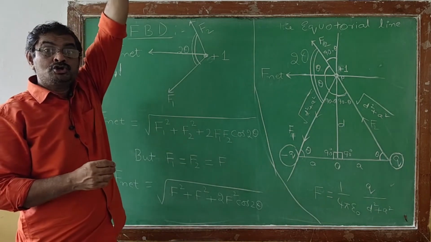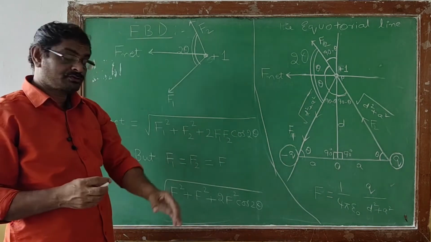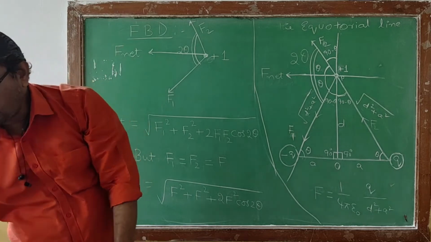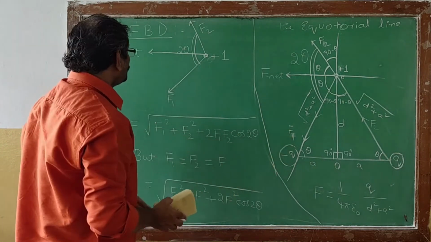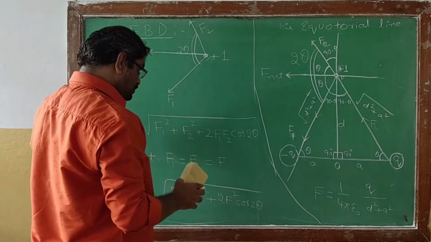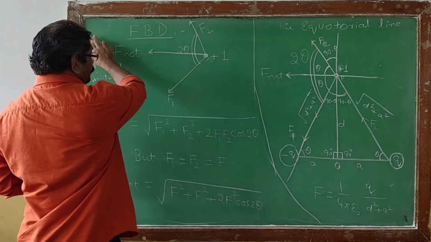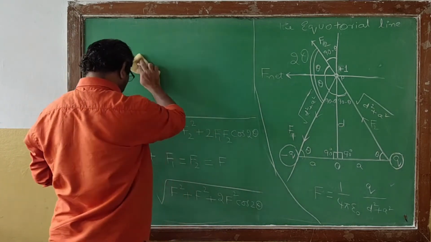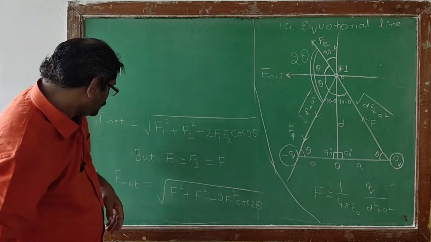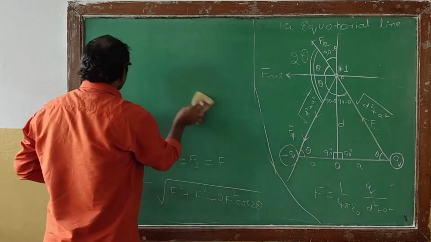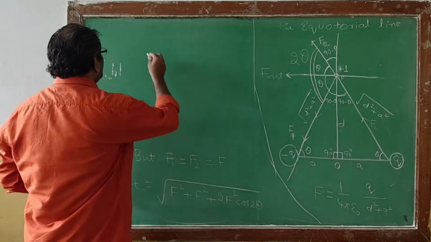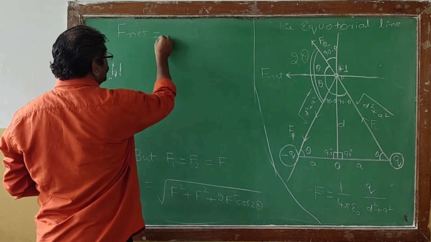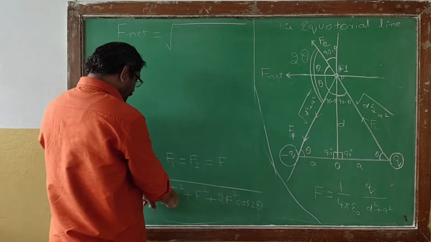So I can write, now under root of F square plus F square plus 2F square, now cos 2 theta. So this can be further simplified. If I move the free body diagram, then we can simplify further. So now I can simplify further.